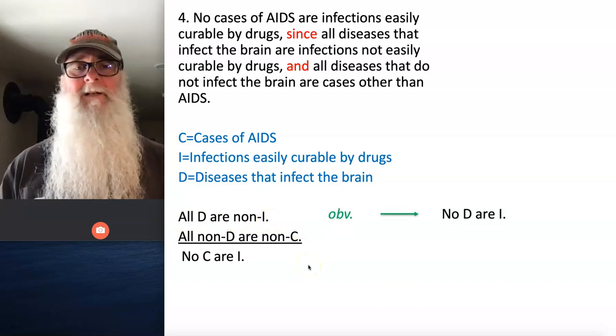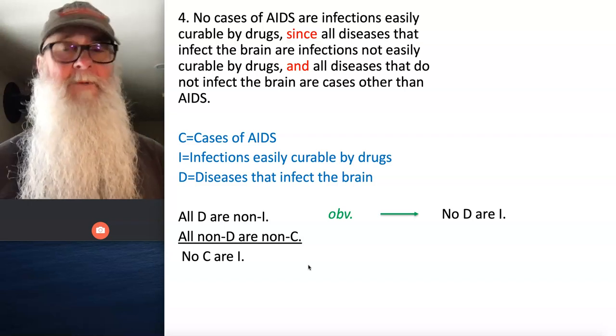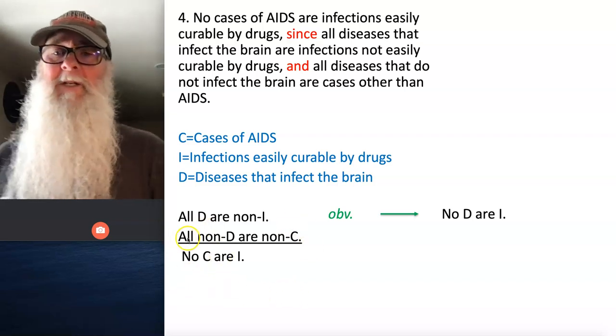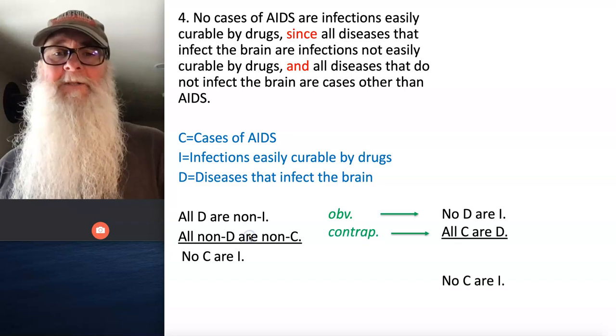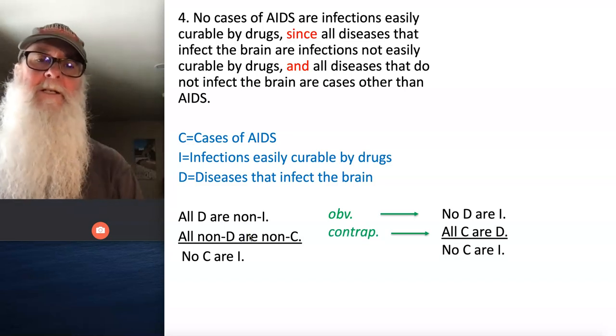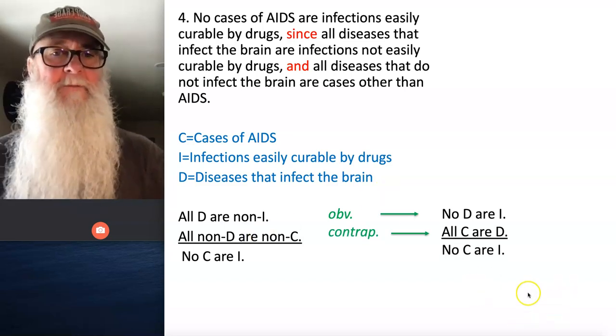When we obvert all D or non-I, we get the statement no D or I, which is logically equivalent. And we look at the second premise, and if we contrapose that, we're going to get all C or D, and now we have our argument in standard form.